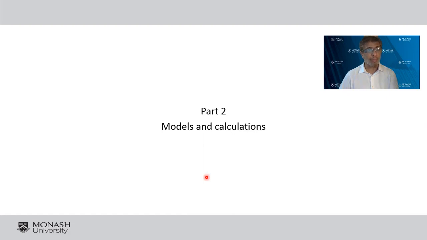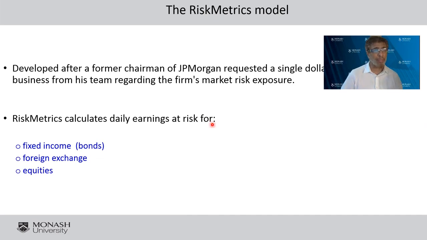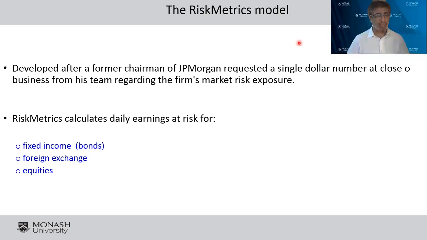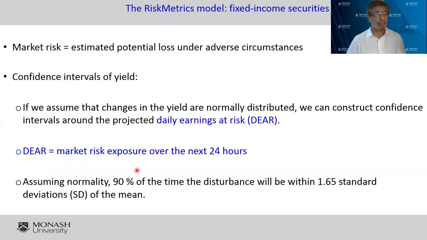In part 2, we are talking about the risk matrix model, as I told you. This was, as explained in the first part, followed by the former chairman of JP Morgan. The risk matrix is calculating daily earning at risk for 1 day, which we call the DIR, for 3 items: the fixed income, foreign exchange, and the equities.